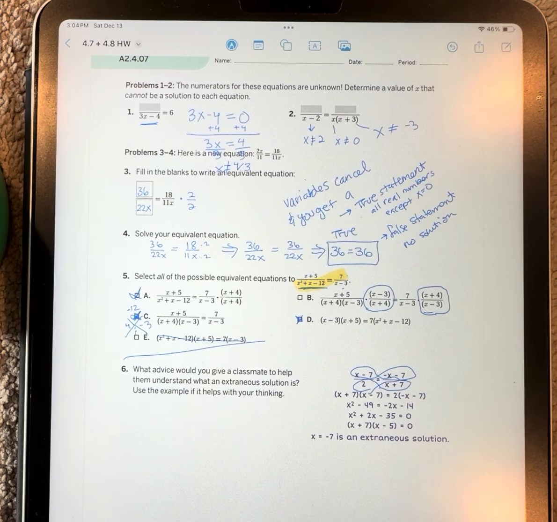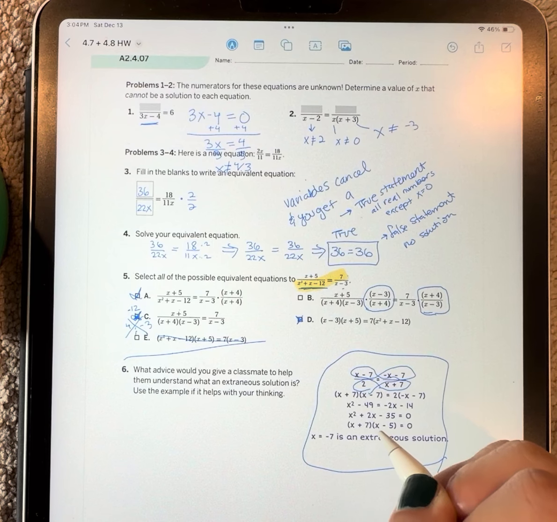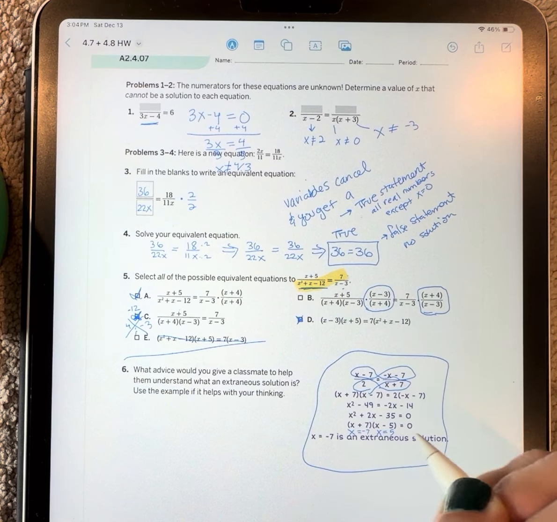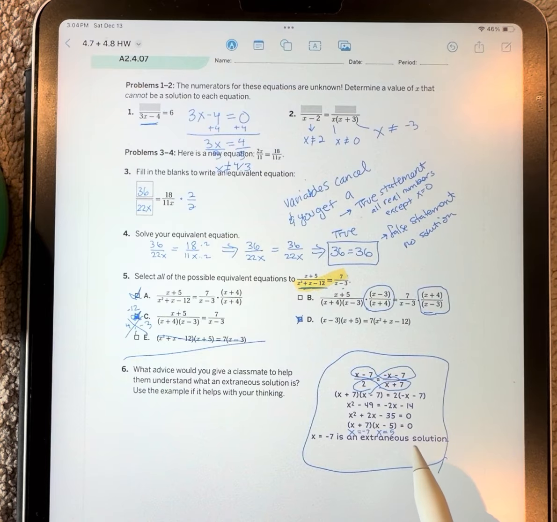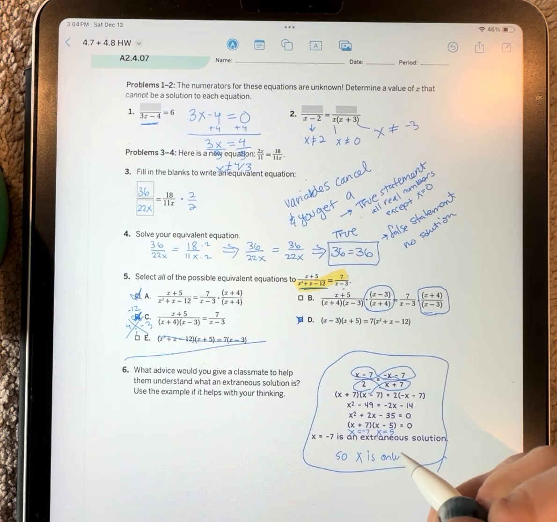wait, I don't understand. Oh, I understand. I don't know why I thought I was finding something wrong here. But this is a perfectly fine example where they solved it and they didn't get both the solutions. They didn't say x equals 5 and x equals -7. And then -7 is an extraneous solution. So x is only 5.